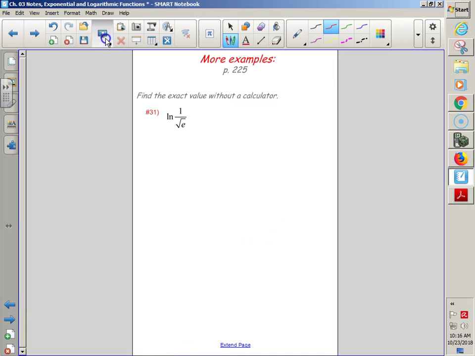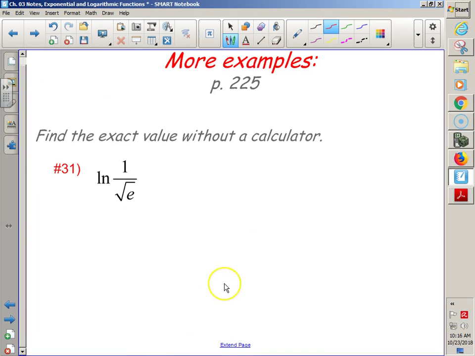What if they don't really tell you to expand or condense? Just to give you a few more homework helps. What if they don't really tell you to expand or condense? Instead, they give you an objective. They just say find. Find. Well, that's great. It says without a calculator. It must be a nice answer.